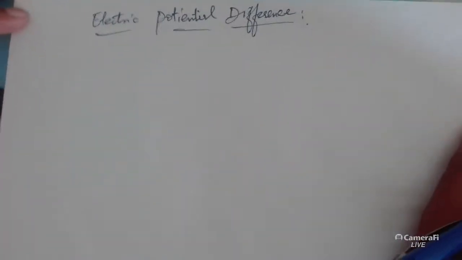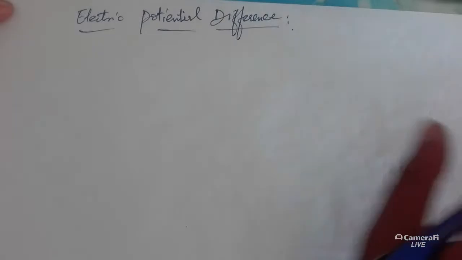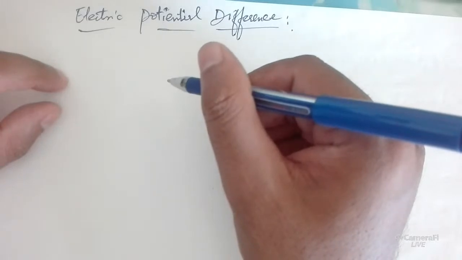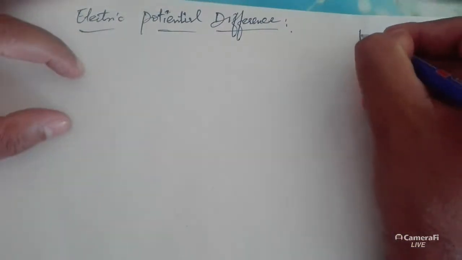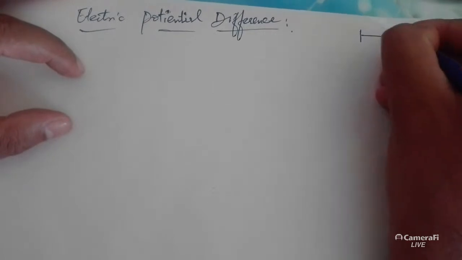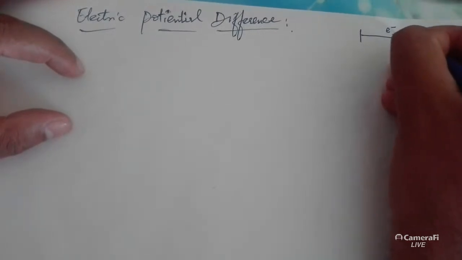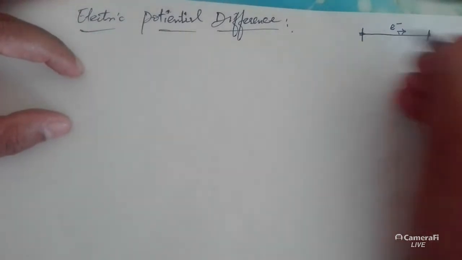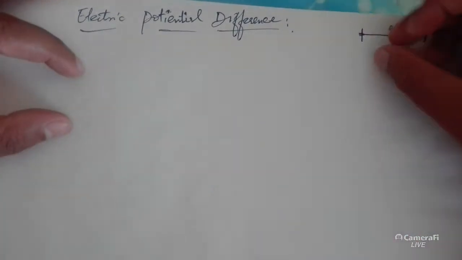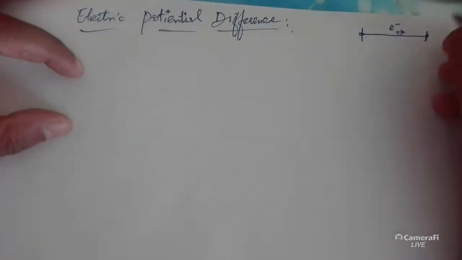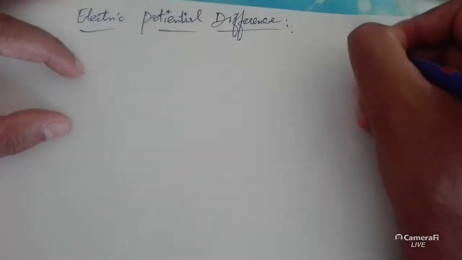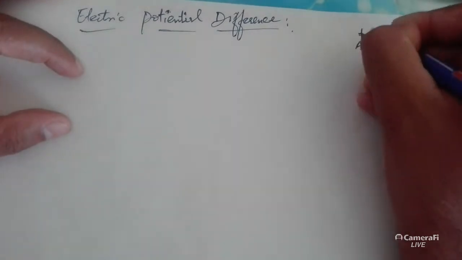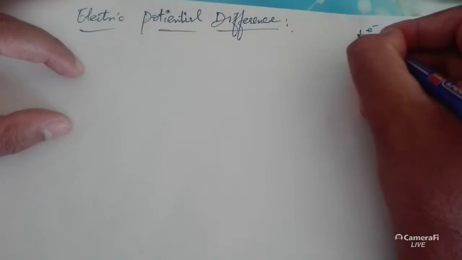So, electric potential difference. Before we see what electric potential difference is, we should know that the electrons in a circuit have to flow from one point to the other point. Why will they go from here to here? There should be some sucking power here. Something should pull them towards this direction. This is point B and this is point A in a rod, or we can say a metallic rod.